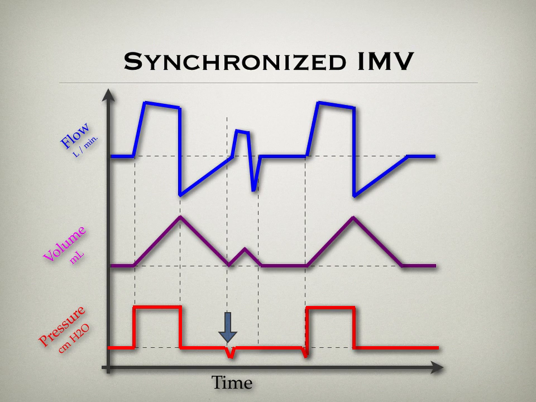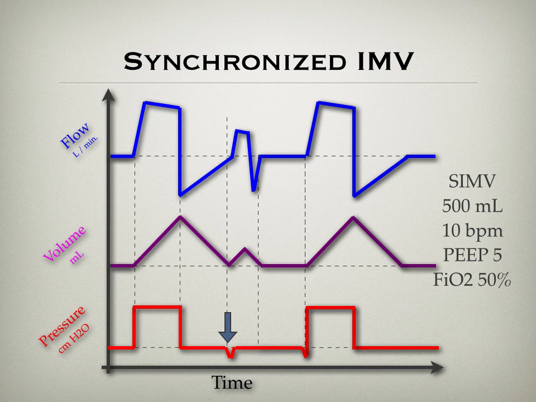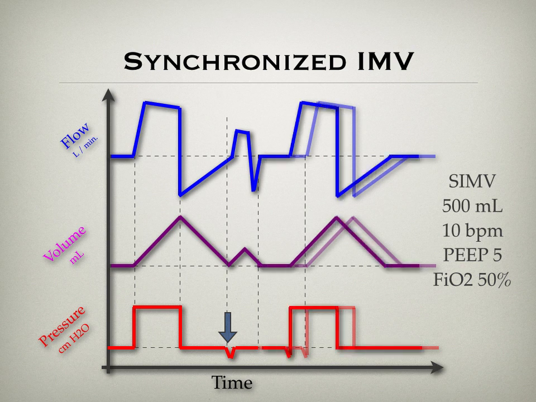So in this case, the machine will create a window, and the window would usually be 30% around the expected breath. So if this breath is expected to be here every 6 seconds, I can wait for the patient to trigger. If the patient triggers earlier, within 15% of the time the breath is supposed to be delivered, the machine will count that toward the breathing and support the patient toward it.